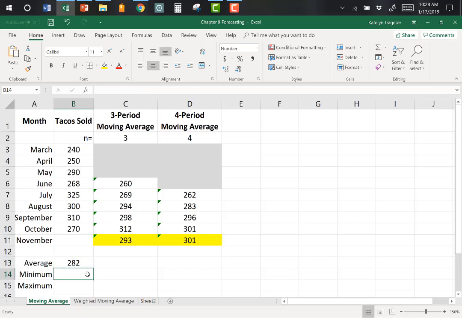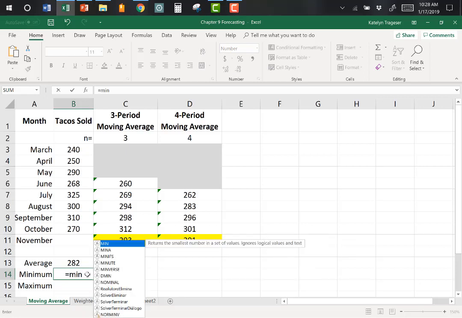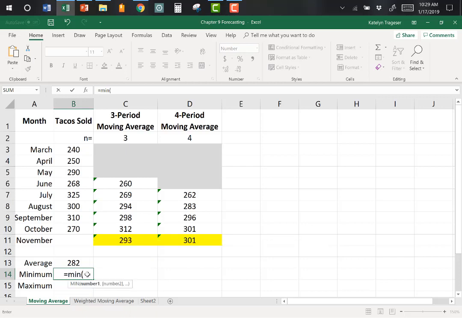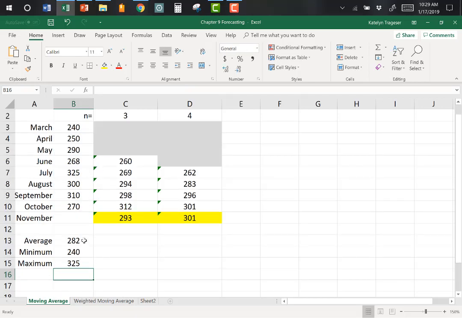I also want to calculate the minimum and maximum on that data. So equals, again, start typing the word minimum, but what we can see is MIN is what I have in blue there, and that's going to return the smallest number in the set of values, which we know is the minimum. So I can stop after just typing MIN, then open parentheses, select the range of data, enter. 240 is my minimum. Now we don't have a whole lot of data here, so just glance up there and make sure that yes, that is in fact correct. Then the maximum equals max, open parentheses, select what you want, close parentheses, enter. 325, we can see that that's the max.